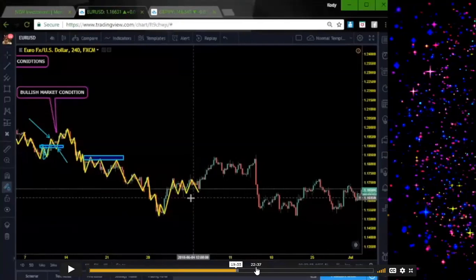So does everyone understand what market structure is, how to draw it? Yeah. Yes. All right. Moving right along. Let's see what we got next.